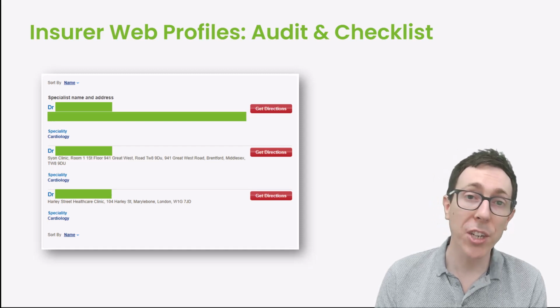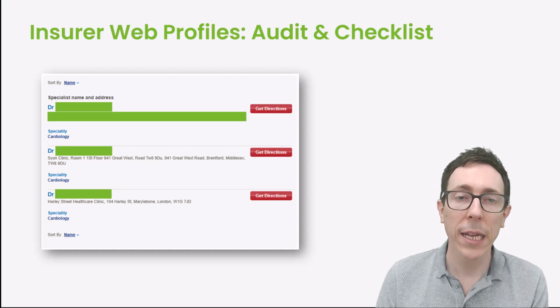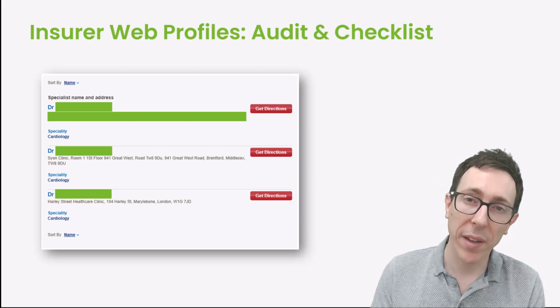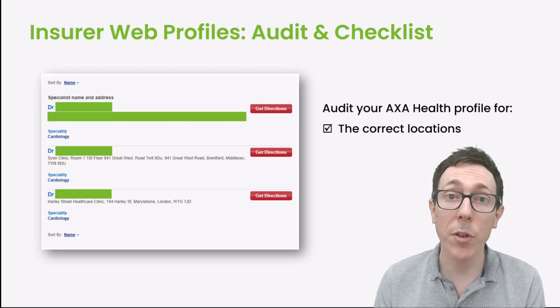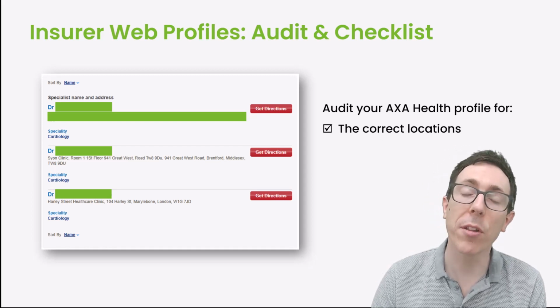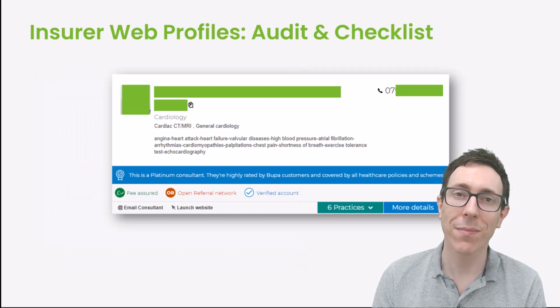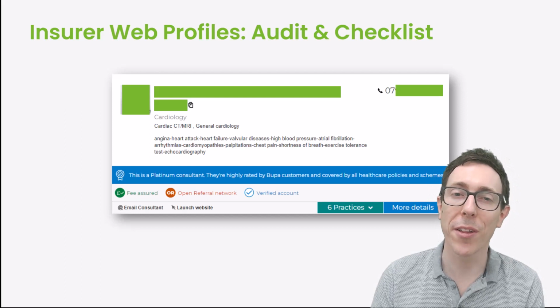Bearing in mind that location is the second most important factor for patients after the clinician themselves, it's so important to make sure that your locations are accurate with the insurers. So please take a moment to audit your AXA Health profile and make sure all the relevant locations are on display. Bupa Finder.